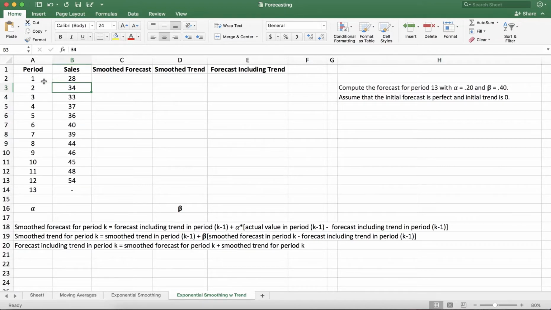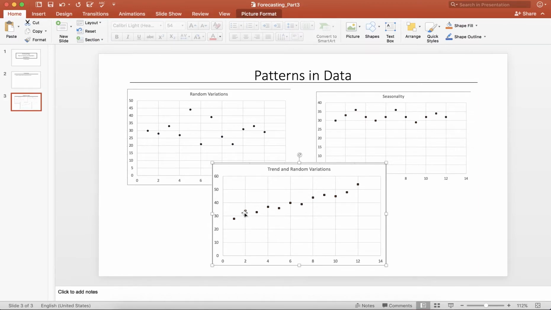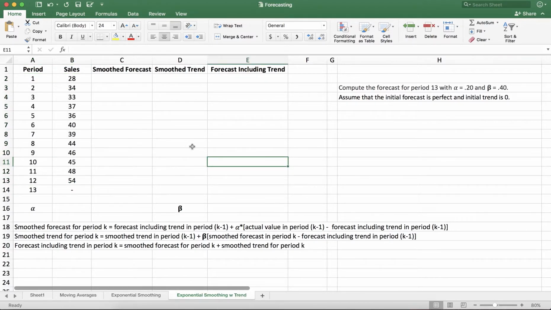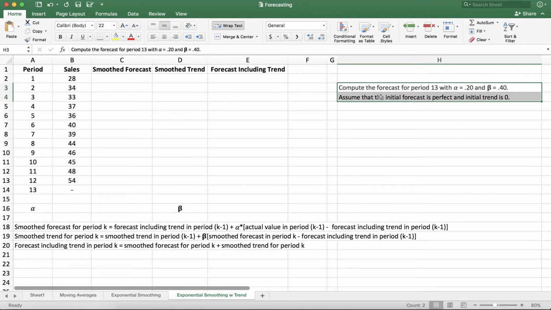So when you plot a time series graph for this data set, what you obtain is something like this one. Okay, so you have an increasing trend. It doesn't have to be an increasing trend, it could be a decreasing trend too, but it's just that there's a trend in it. So we are going to use the exponential smoothing with trend method to forecast the sales in period 13 that we don't know about. Here is my summarized question. Compute the forecast for period 13 with alpha equals 0.2 and beta equals 0.4. Assume that the initial forecast is perfect and initial trend is 0.